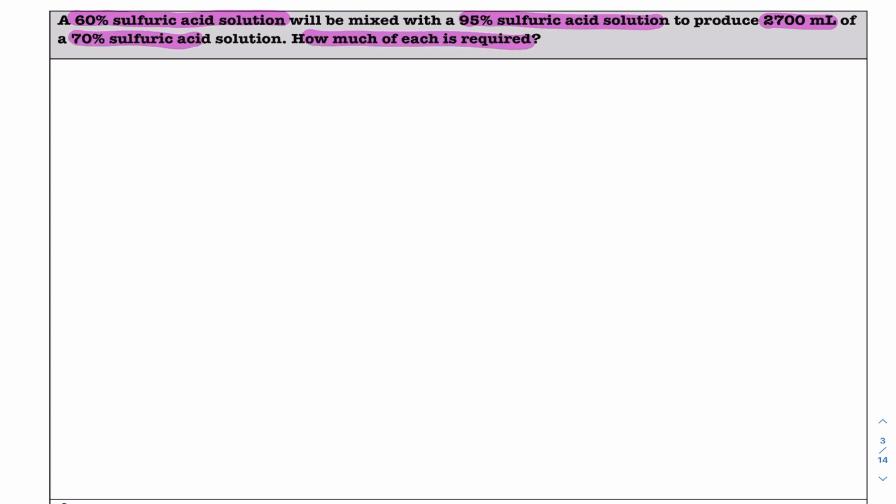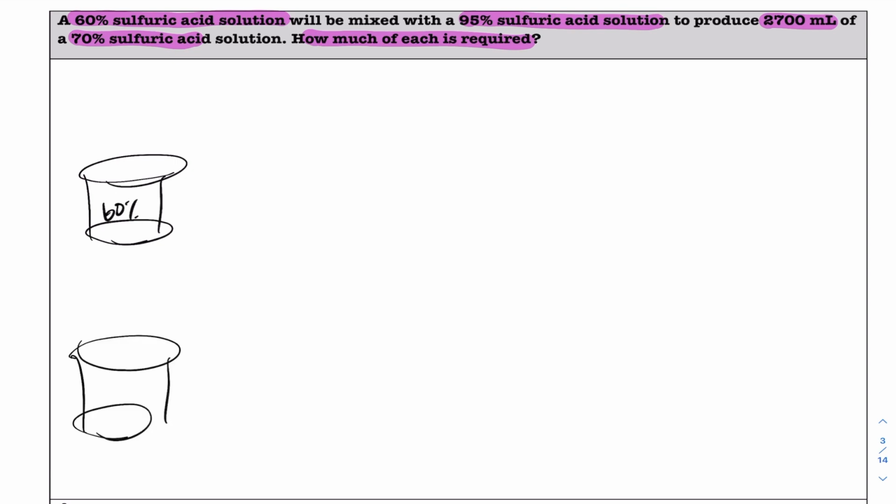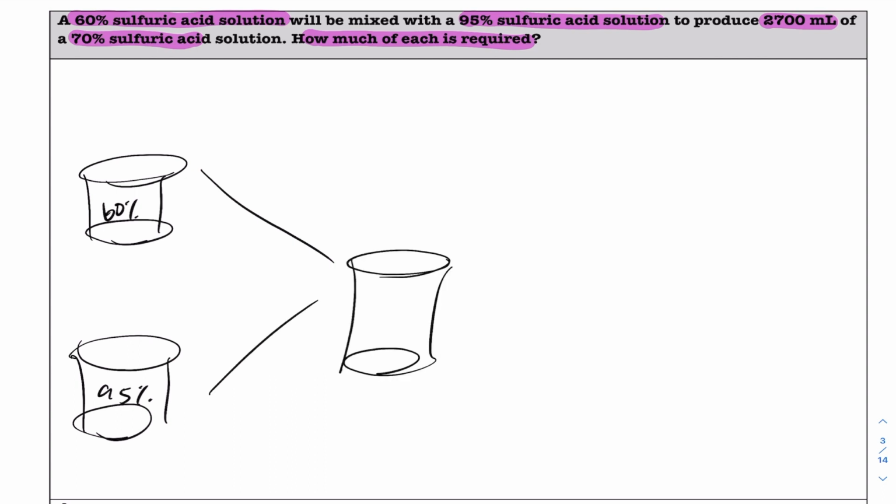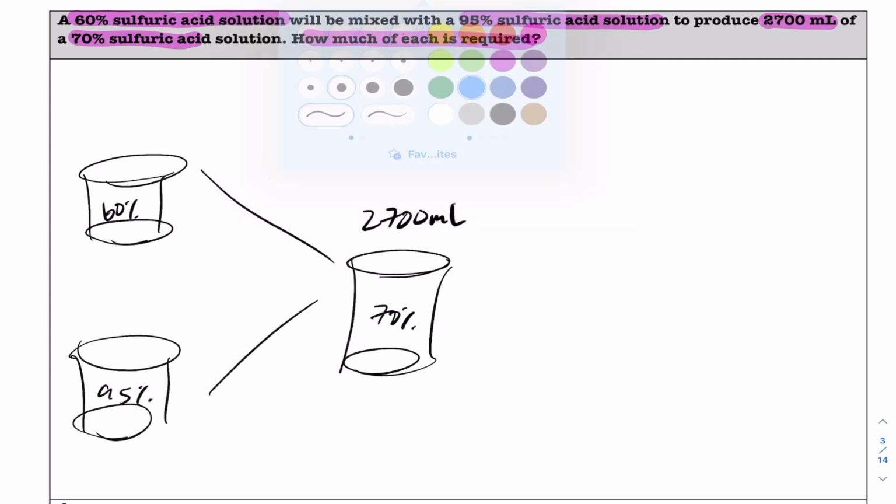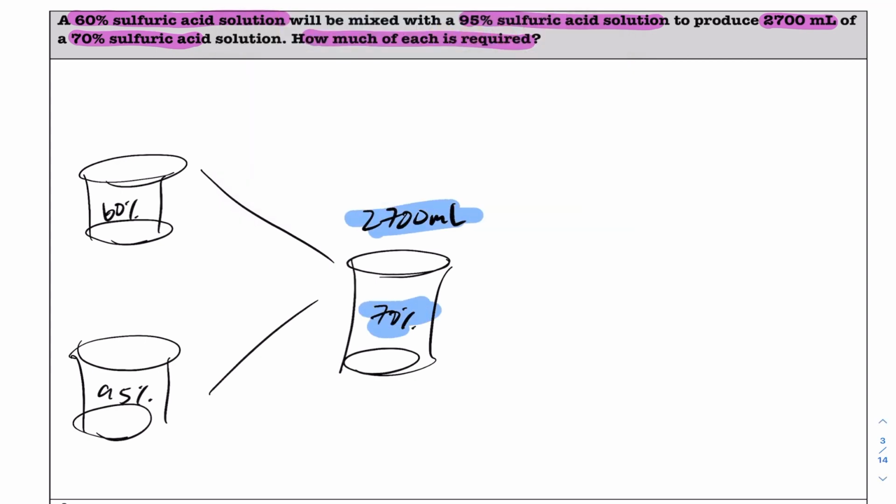How much of each is required? So this is a mixture question. You've got a mixture set here. The concentration is maybe 60%, and then you have another mixture here, a higher concentration of 95%. These are being put together to create a new barrel, and that concentration level is 70%, and you're getting 2,700 milliliters of that particular liquid that they're creating.